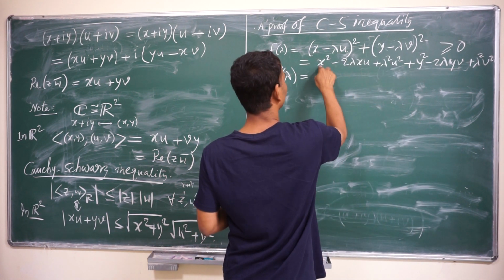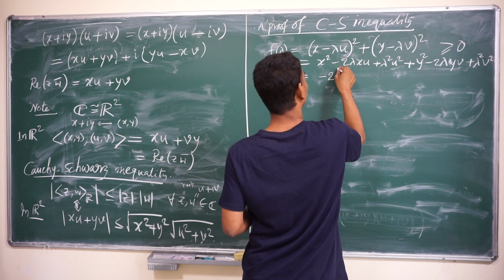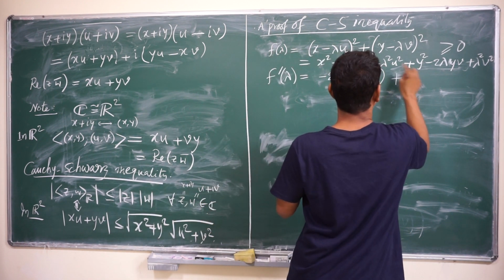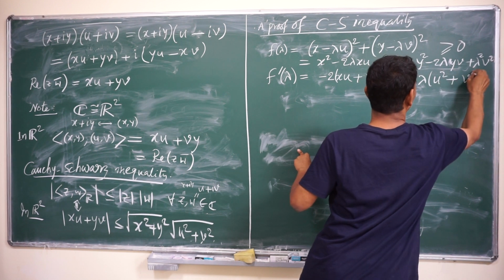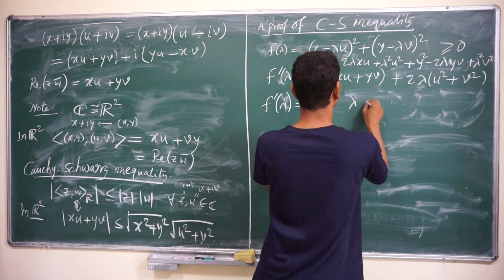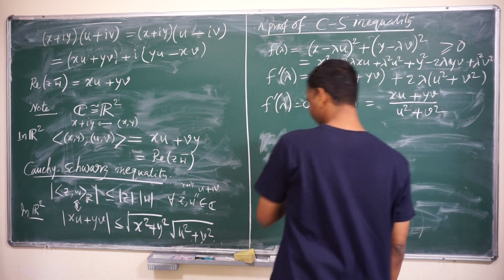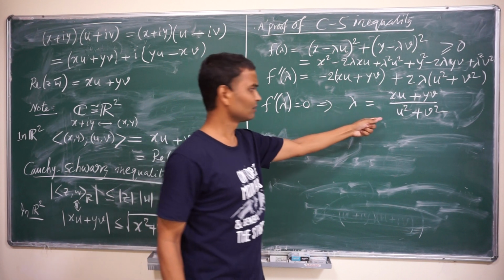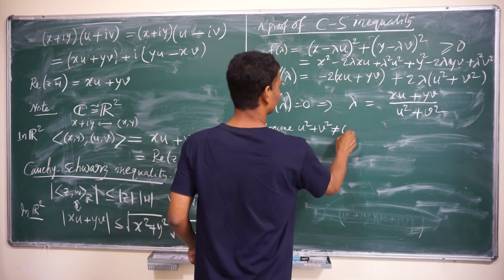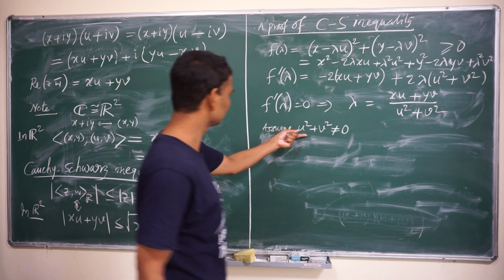So here this goes away, and here 2xu, and here yv comes in, with derivative with respect to lambda, and here it is 2 lambda times u square plus v square. So f prime of lambda equal to 0 implies lambda equal to xu plus yv over u square plus v square. So you assume u square plus v square is not equal to 0. If it is 0, then the inequality is trivial. So not equal to 0, I assume.